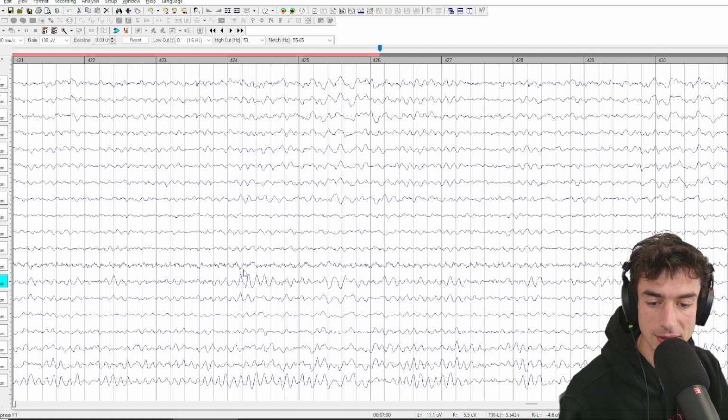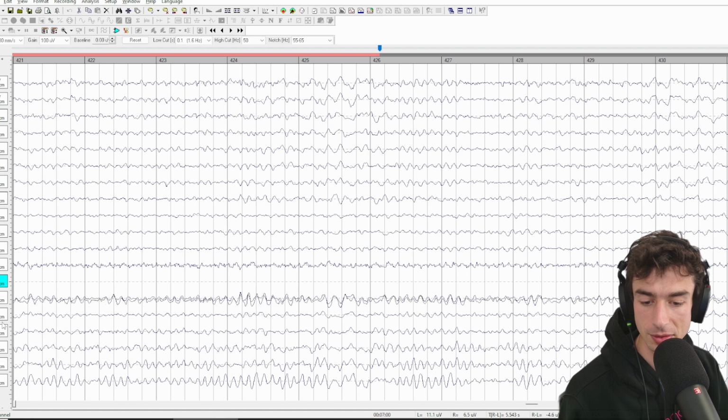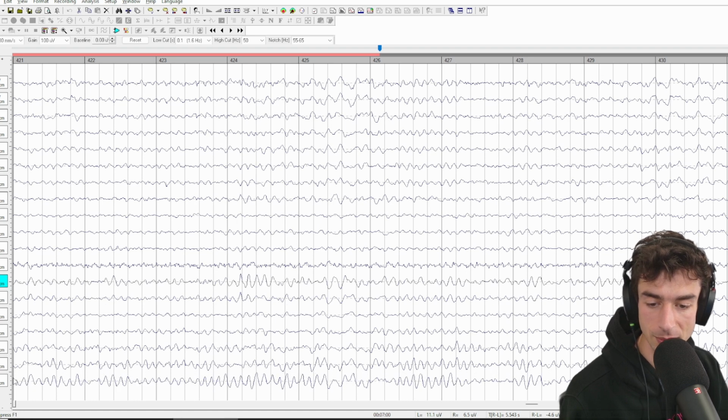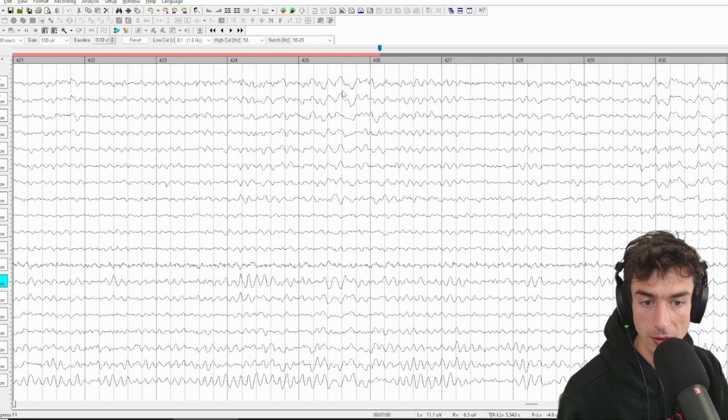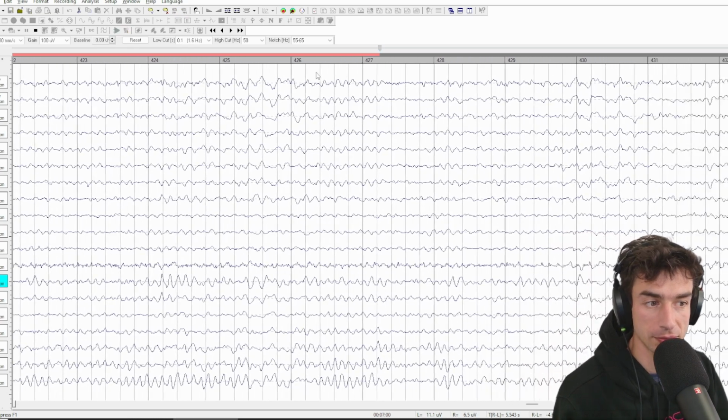Here we see a P7 alpha generator that's sort of acting a little bit more independently from everything else, although it is synced up with O2 and O1. And then frontal theta.